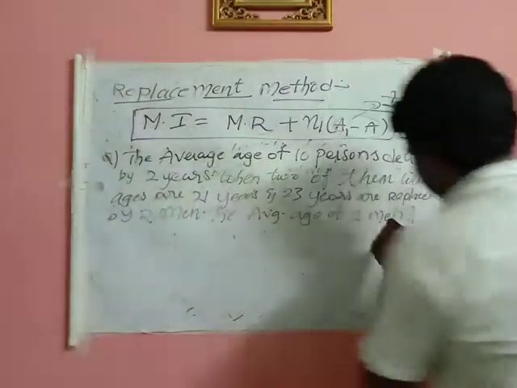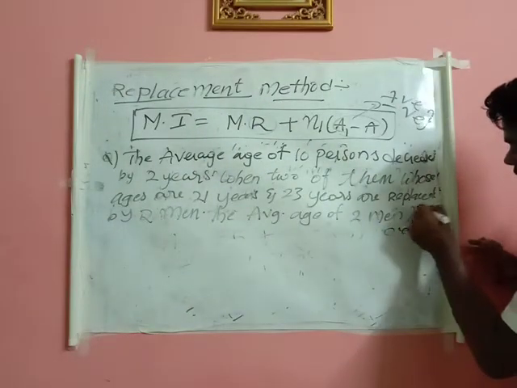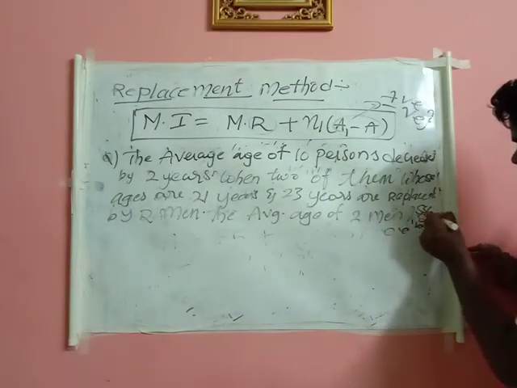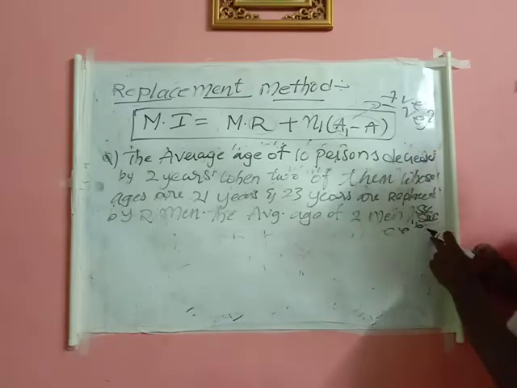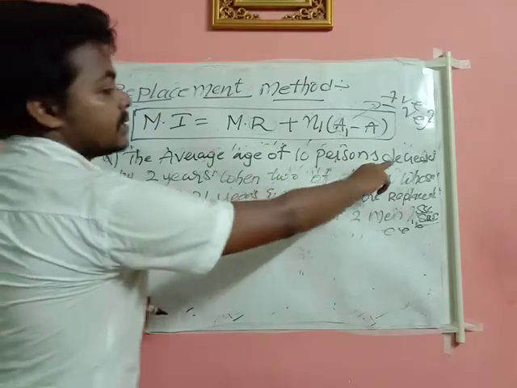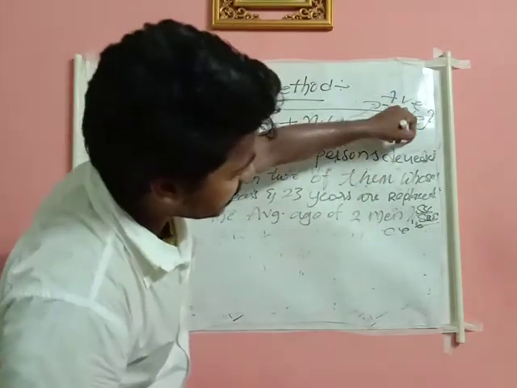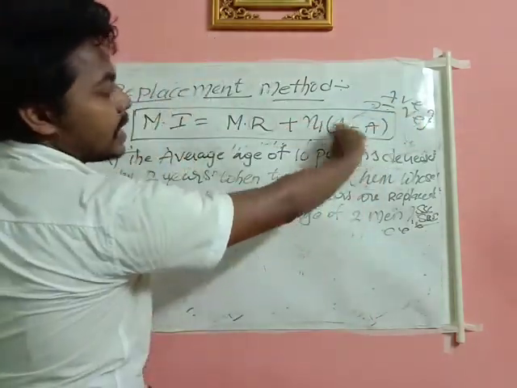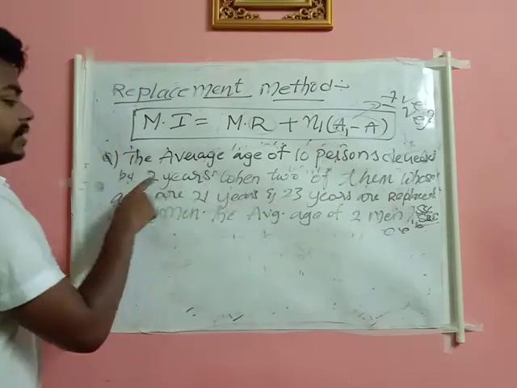Friends, this question is very important. This was asked in SSC and SBA. So this question is asked in both SSC and SBA. Now try to get the question. The average age of 10 persons decreased. Decrease means what should I take? I should take negative. So in this part, I will be taking negative by 2 years.